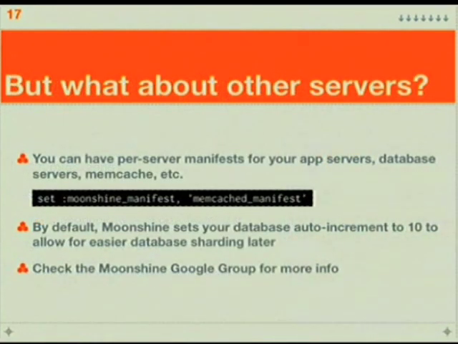Now, what if you have a more complex setup? You can have per server manifest for your app servers, database servers, memcache server, all that stuff. You would just, in your deploy.rb, use the set Moonshine manifest and specify manifests for the various server roles. By default, Moonshine sets your database auto increment to 10, just kind of planning ahead in case you need to do sharding later. You still have to set up your own proxy and stuff like that, but at least it's kind of planning for that. And then you can check the Moonshine Google group for more info.